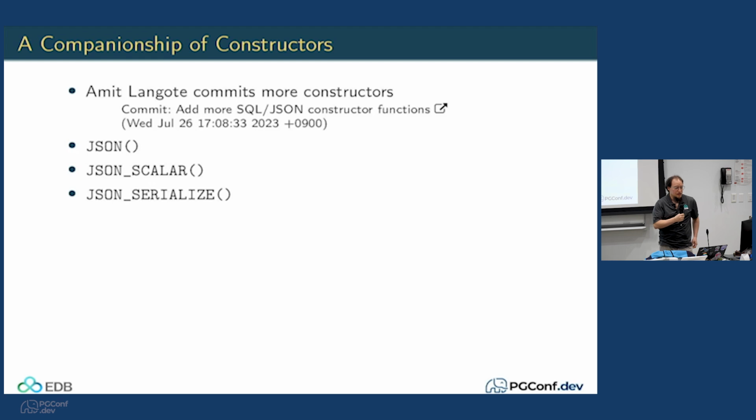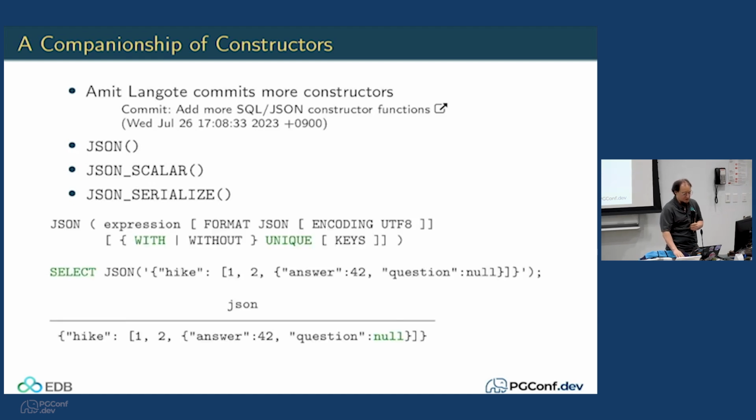I am going to say that on July 26th, so 1 month after this, Amit Langote committed the next set of value constructors. So the JSON function, the JSON_SCALAR function, and the JSON_SERIALIZE function. This is all very simple. It just says if you have a JSON value, then it will output the value.